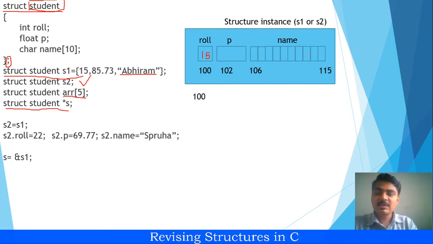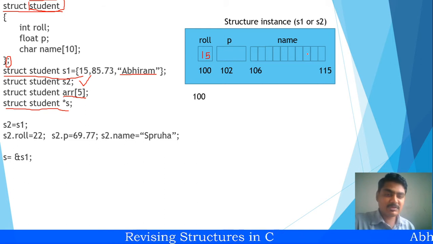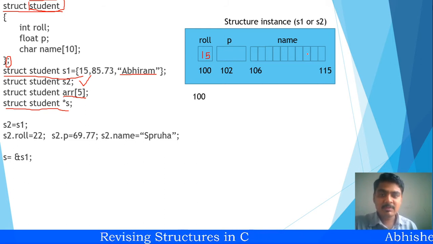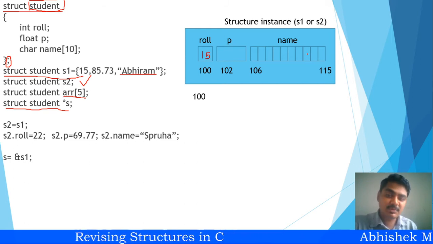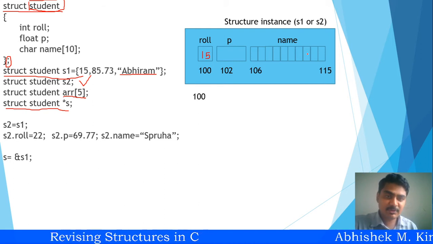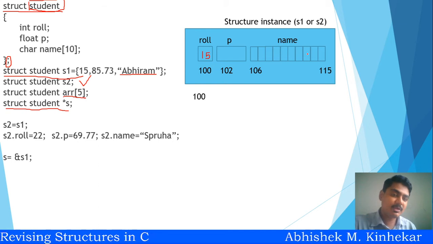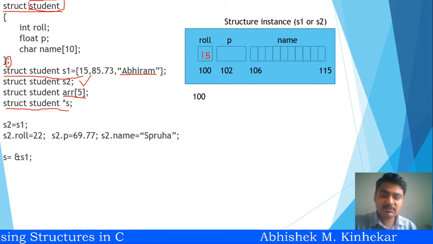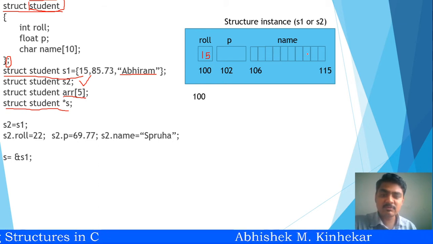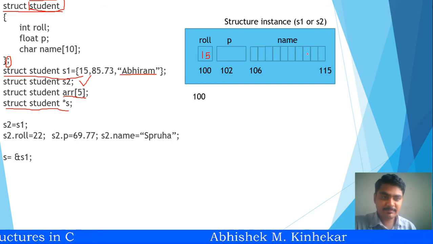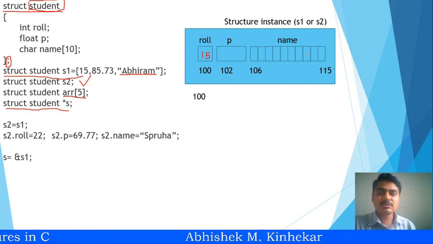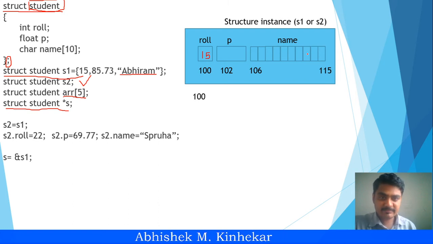In the same way, S2 dot P equal to 69.77. What will this statement do? Previously, S2's P was containing 85.73. Now you are overriding that value by 69.77. Likewise, you can change the complete name from Abhiram to Spruha, correct? So this is how a structure can be instantiated.